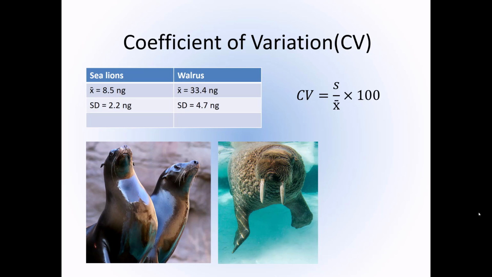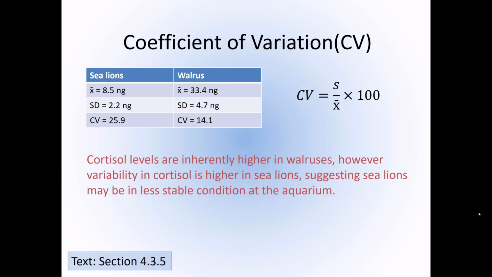Well, because the mean is going to be higher for our walruses, then it's most likely that our standard deviation is also going to be higher, which is what we observe. Now, if we use our coefficient of variation formula here to the right, we take our standard deviation, divide this by our mean, and multiply it by 100. What we see is that our coefficient of variation is actually lower for the walruses than for the sea lions. What this then shows is that even though cortisol levels are inherently higher for our walruses, there's a lot more variability in the sea lions.